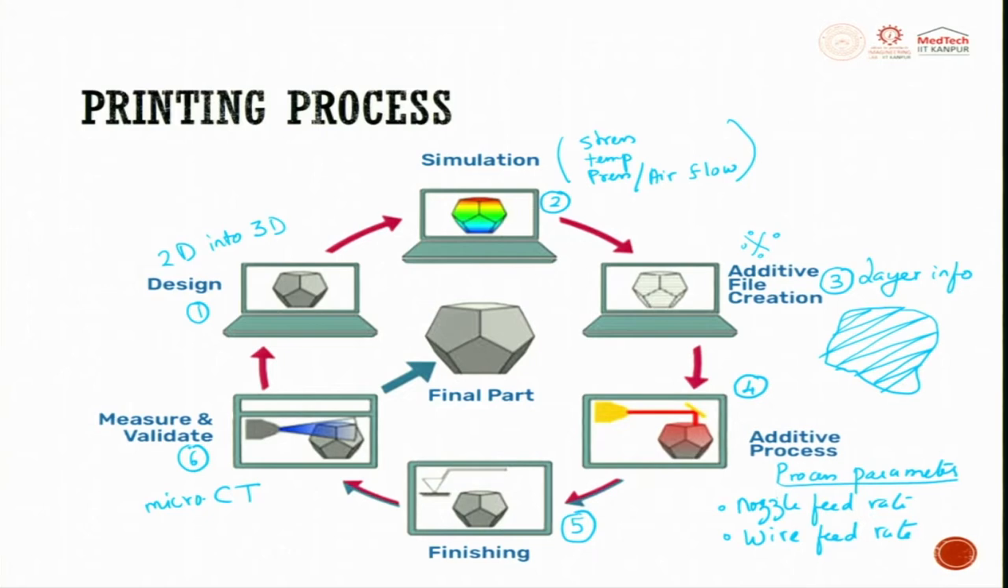This entire thing is called the printing process. In the printing process, the steps involved are design, simulation, additive file creation, additive process, then finishing, and finally measure and validate. Once it is done, what you get is a finished part. All these steps have to be done when you use any metal additive manufacturing machine or process. If it is plastic, ceramic or metal, the process is going to be the same.